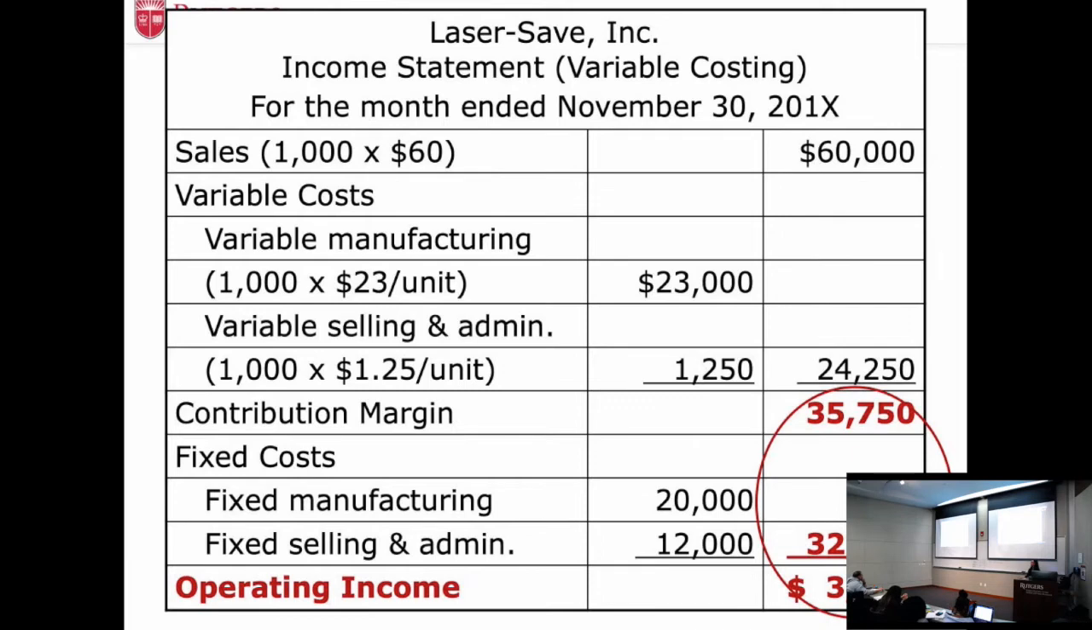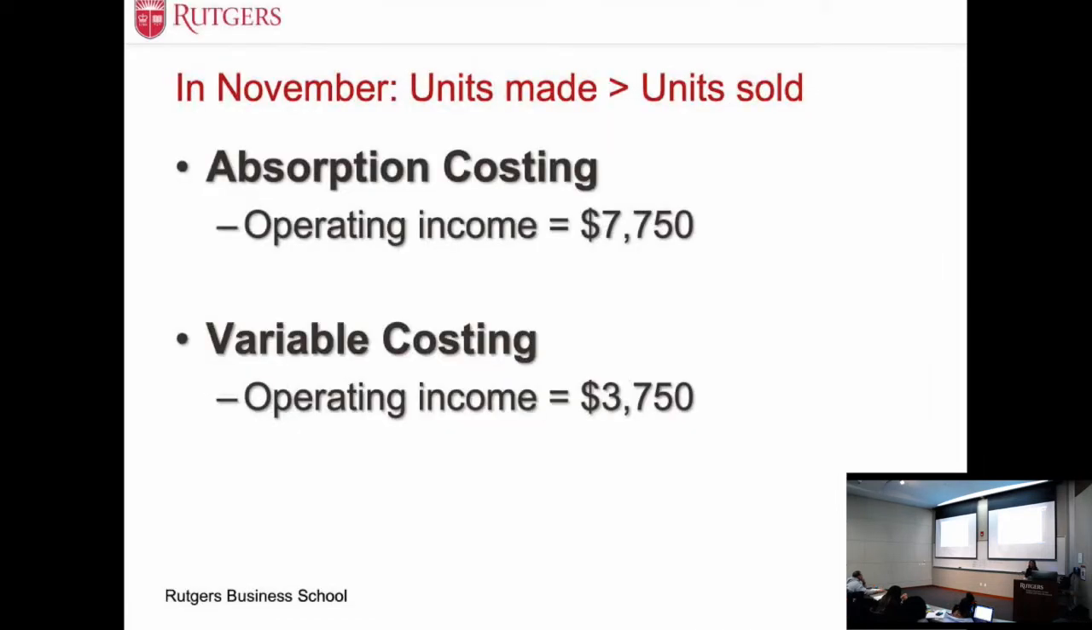So the conclusion is that when the units made are greater than goods sold, we are going to have greater operating income under the absorption costing, but the operating income under the variable costing will stay the same. Right? And the reason why the operating income under absorption costing is higher is because the cost of goods sold is smaller than before, right? Because the fixed overhead cost per unit is lower, right?